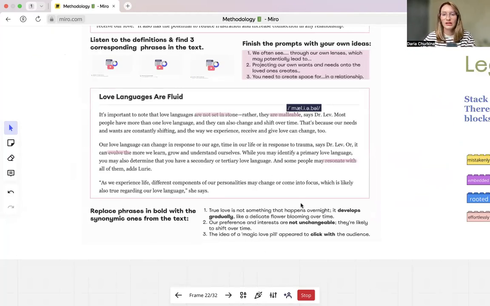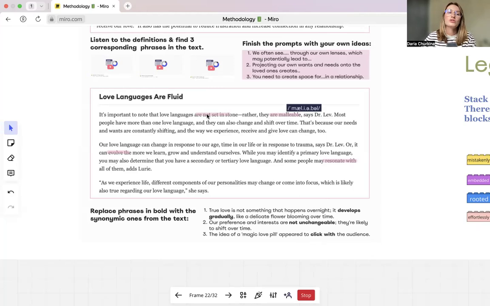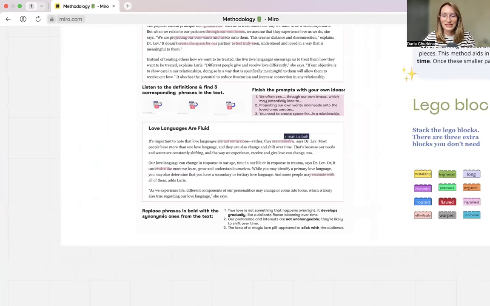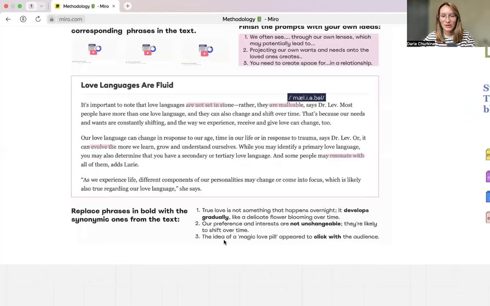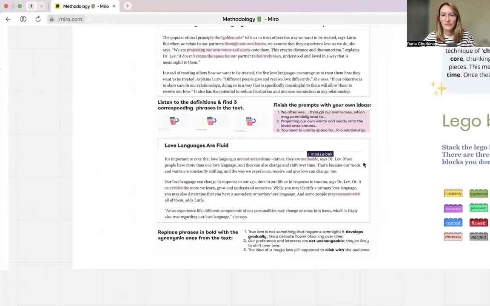You see, I used these phrases in a bit of a different context, and I asked my students to find similar phrases in the text. Okay. Cool. For example, the idea of a magic love pill appeared to click with the audience. So click with, resonate with. This is what we had in the text to give them more synonyms.